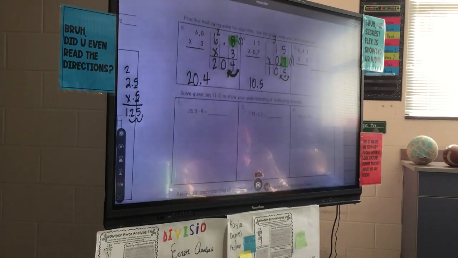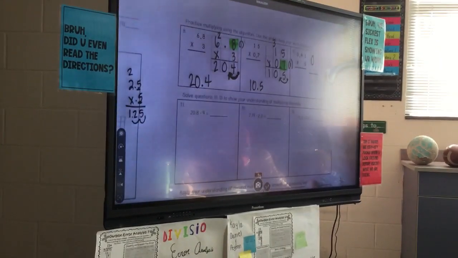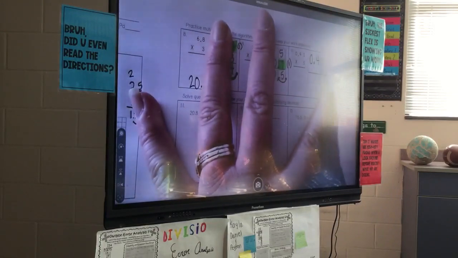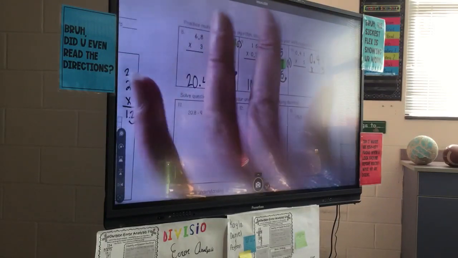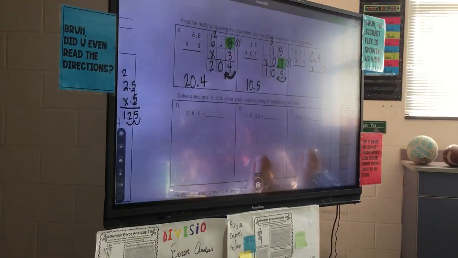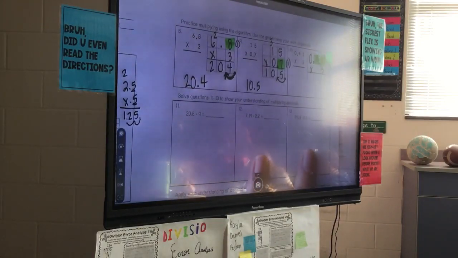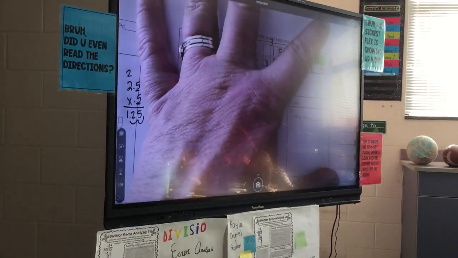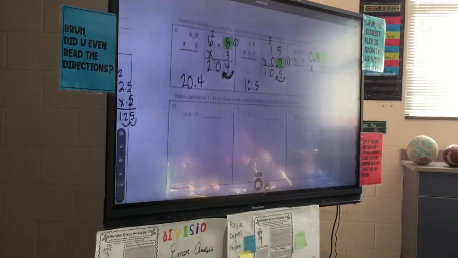All right, last one. How many decimal places are we going to highlight? 2. Gonna do 2. All right, from here, go ahead, answer the question, or do your multiplication, and then if you feel confident, you can put your decimal back in. When you're finished, stand up for me.